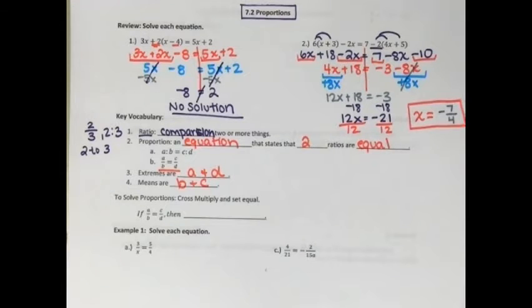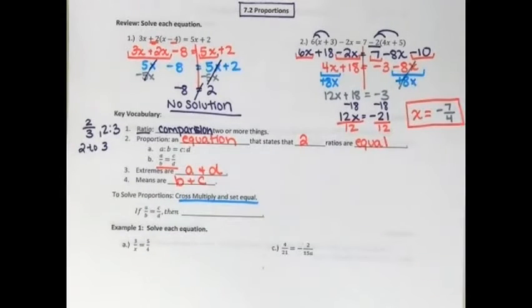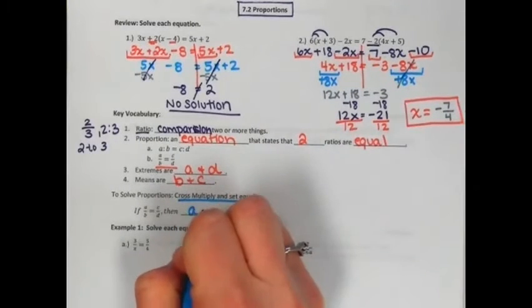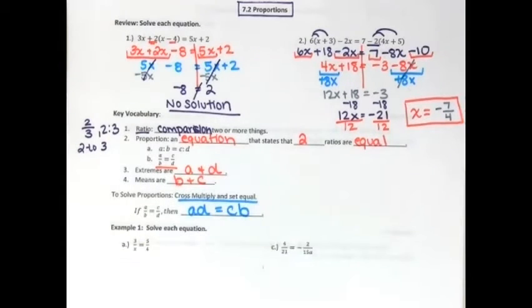Yeah, we cross multiply. So we're going to cross multiply and set them equal to each other. We multiply the extremes, we multiply the means, and we set them equal. So if A over B equals C over D, then A times D will equal C times B, or B times C, however you want to write it. And then could we solve for missing letters if we really wanted to?